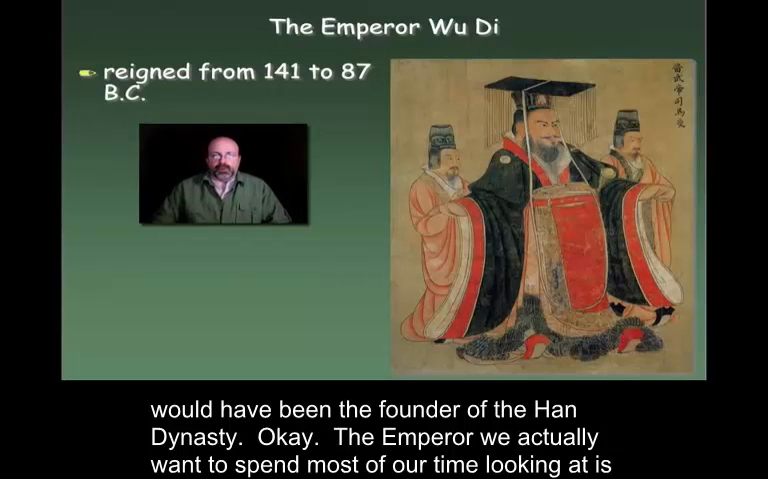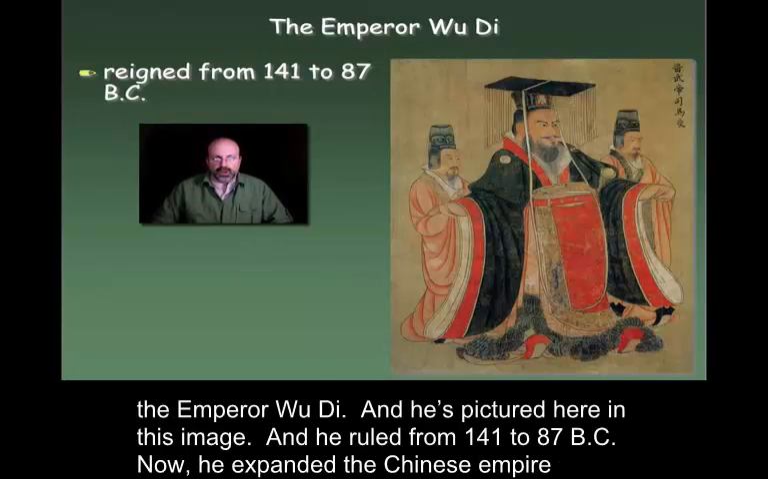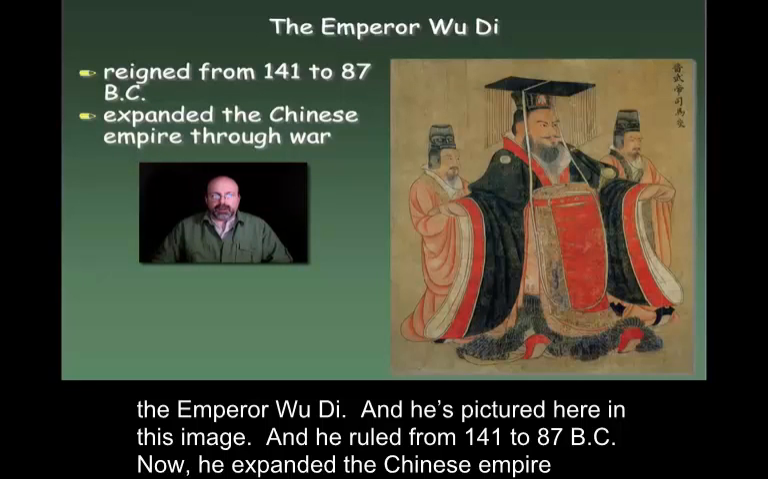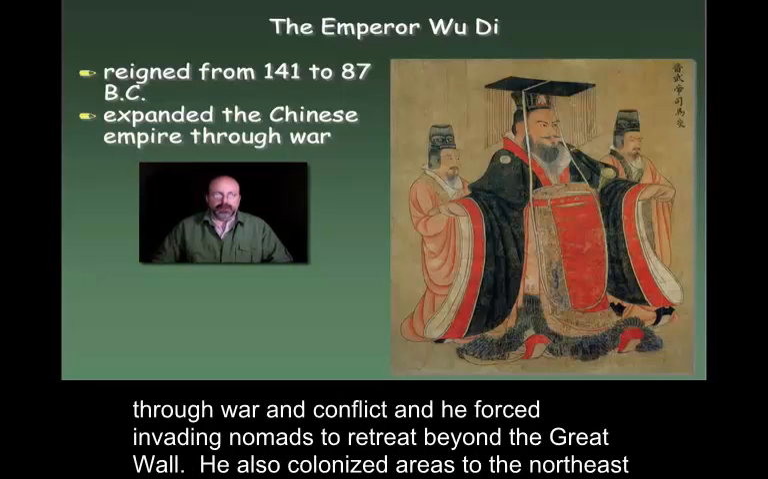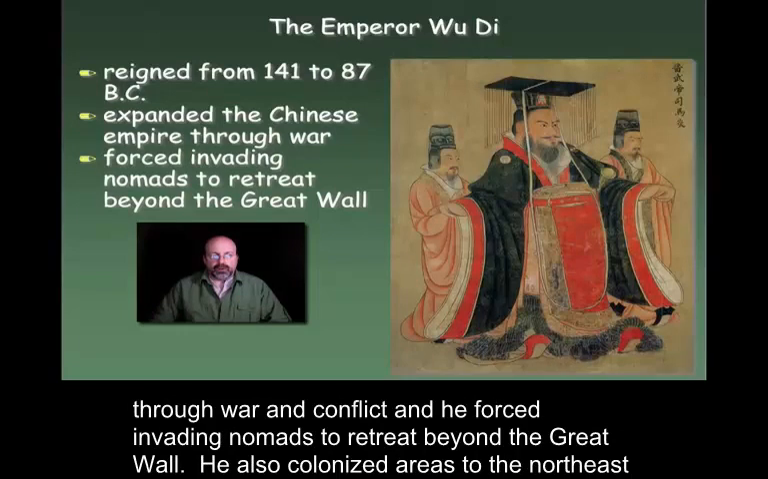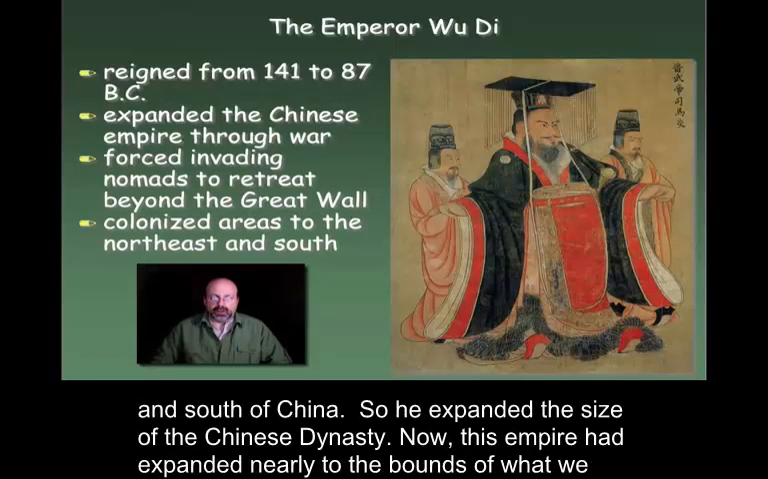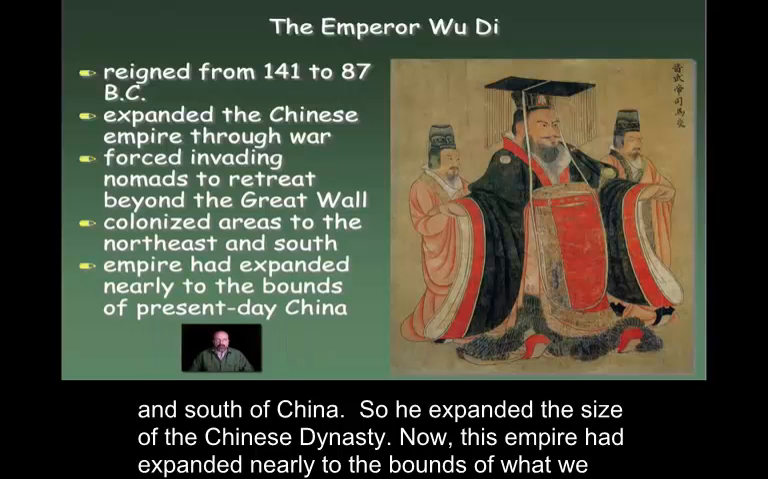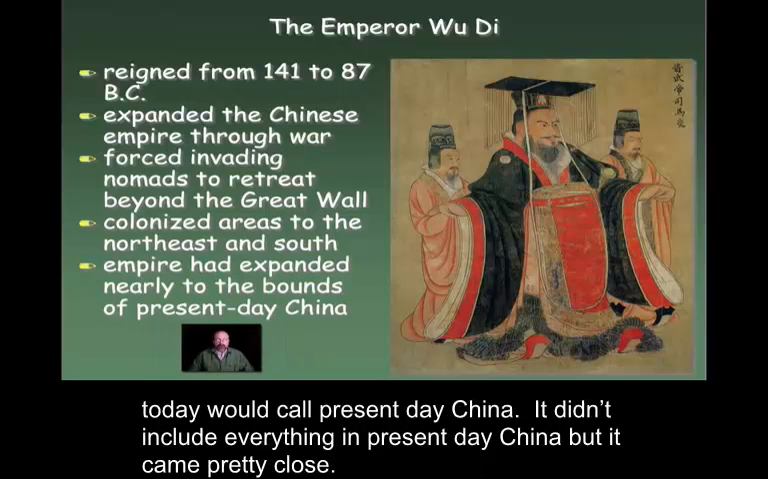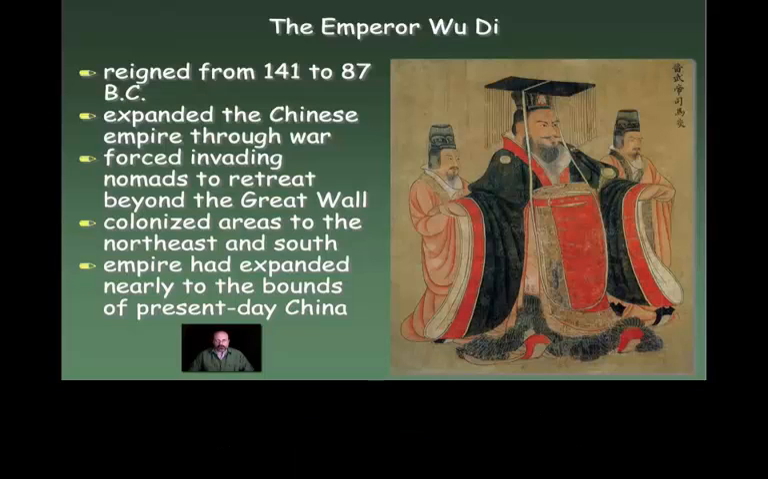Okay, the emperor we actually want to spend most of our time looking at is the Emperor Wu Di, and he's pictured here in this image. And he ruled from 141 to 87 BC. Now, he expanded the Chinese Empire through war and conflict, and he forced invading nomads to retreat beyond the Great Wall. He also colonized areas to the northeast and south of China, so he expanded the size of the Chinese dynasty. Now, this empire had expanded nearly to the bounds of what we would today call present-day China. It didn't include everything in present-day China, but it came pretty close.